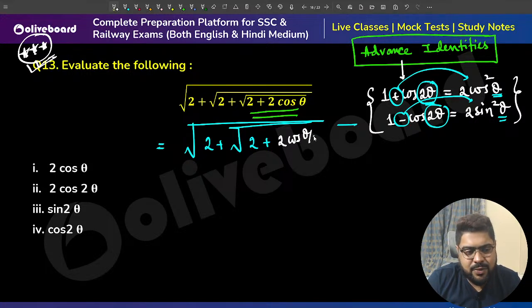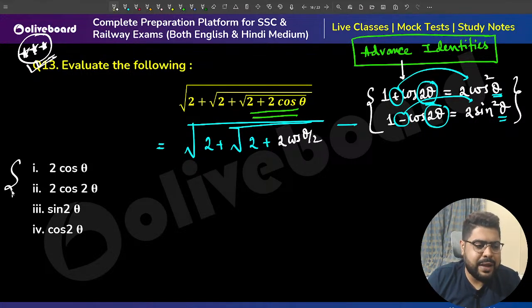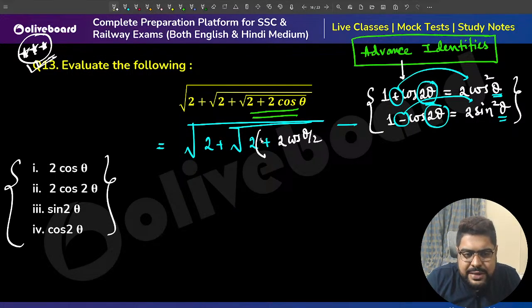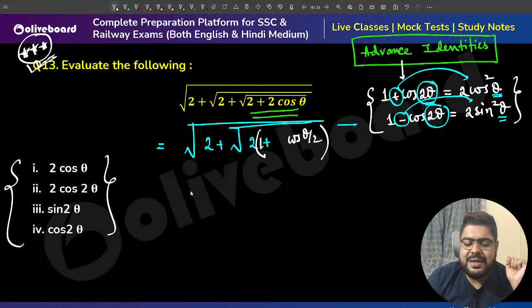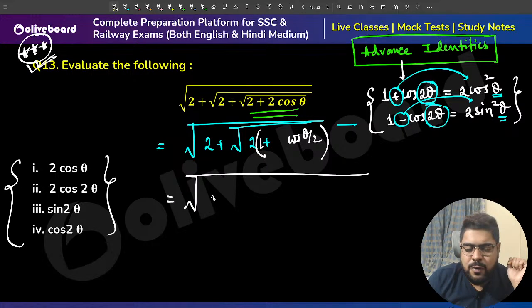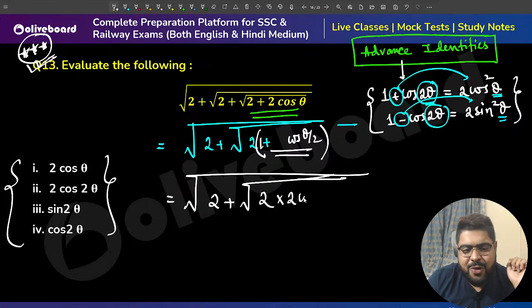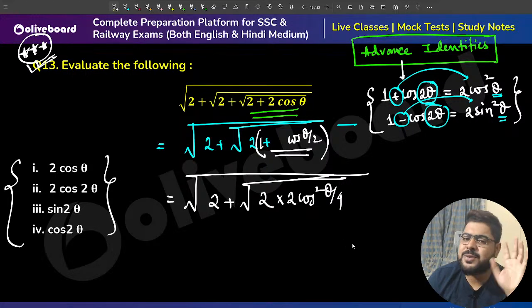Cos theta by 2. I guess there is a typing mistake, because the options will not be like this. So again, I can take 2 common, and it will become 1 and cos theta by 2. The same logic will go on. So it will become root over of 2 plus root over of 2, 1 plus cos theta by 2. It will become 2 cos square theta by 4.